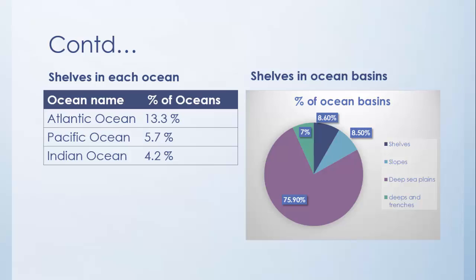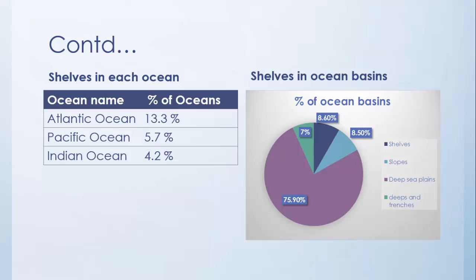The Pacific Ocean is only about 5.7% because of the subduction of the continental plate, that is the Eurasian plate, with the Pacific plate. Subduction of the Pacific plate is being carried out, so the shelf is about 5.7%. The Indian Ocean is 4.2%.